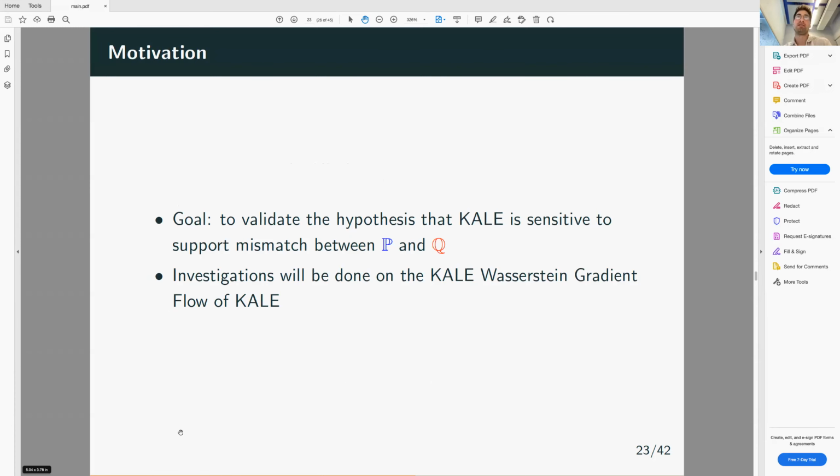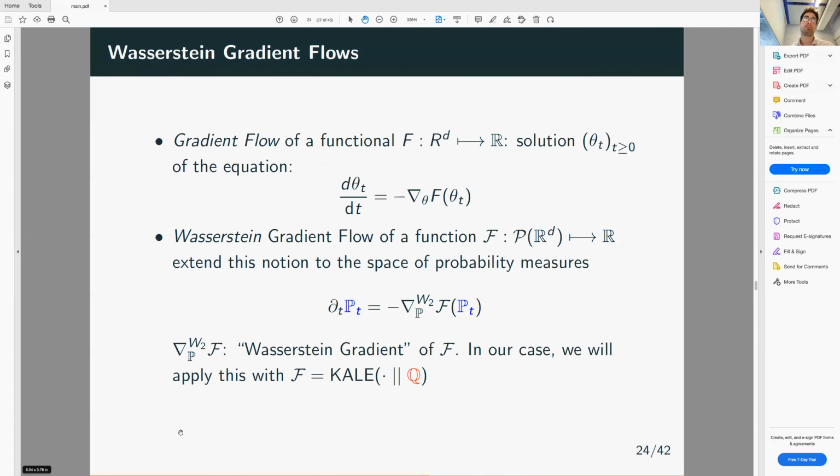So as I said, the goal is to validate the hypothesis that KALE is sensitive to support mismatch, and the investigation will be done on Wasserstein gradient flows. And first of all, what are Wasserstein gradient flows? Are any of you familiar with just gradient flows first? Okay, great. So I'm going to quickly explain it.